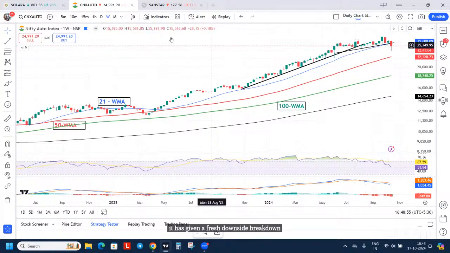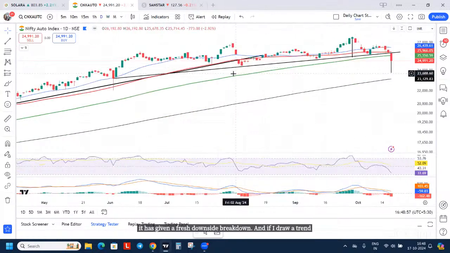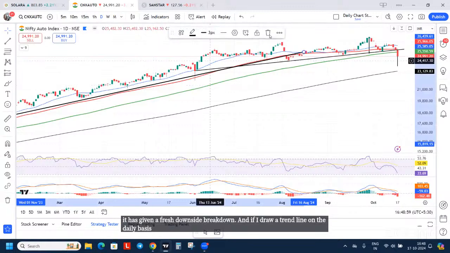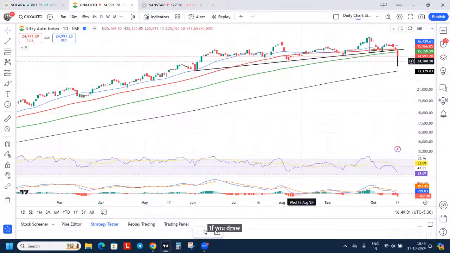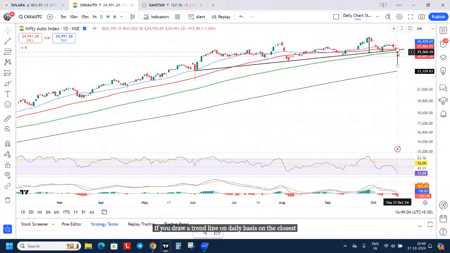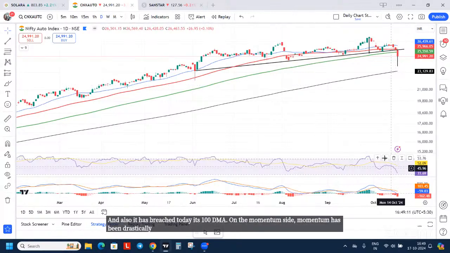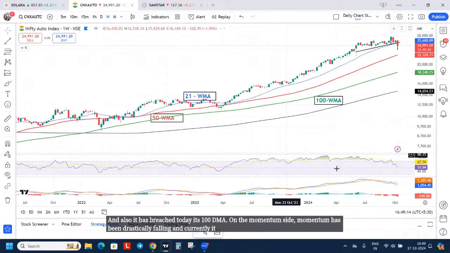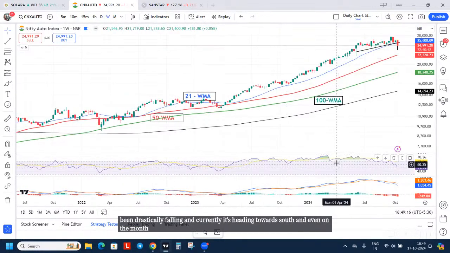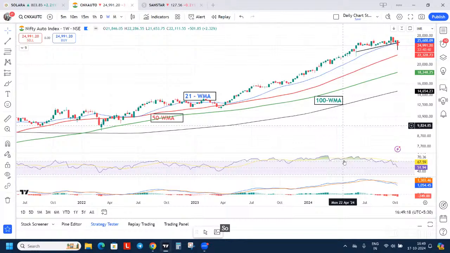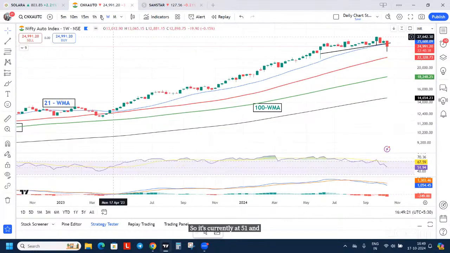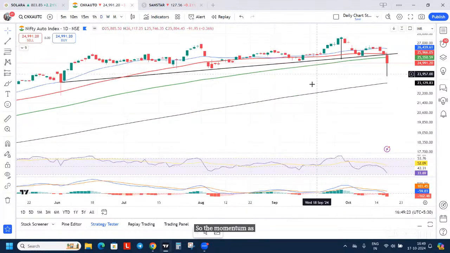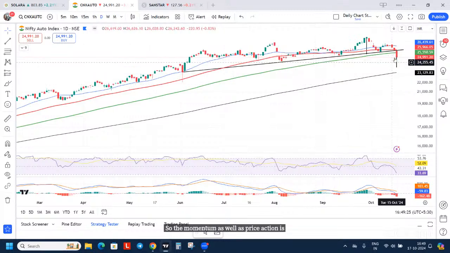And if we draw a trend line on a daily basis, on a closing basis, that trend line has been breached, and it has also breached its 100 DMA today. On the momentum side, momentum has been drastically falling and is heading south, even on the weekly chart as well. It's currently at 51, so momentum as well as price action is showing fresh downside in the auto sector.